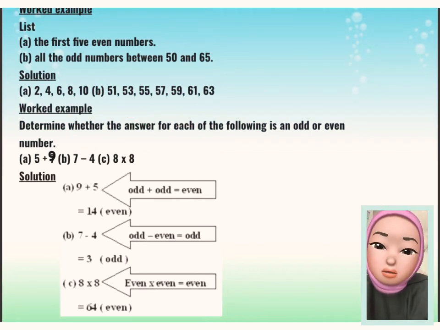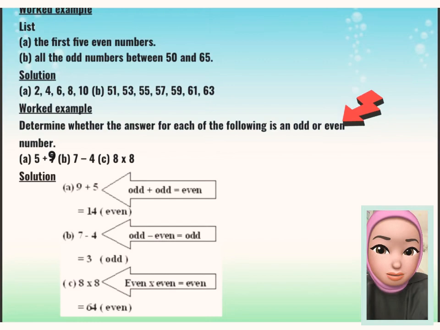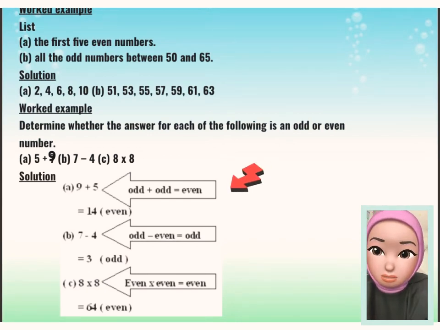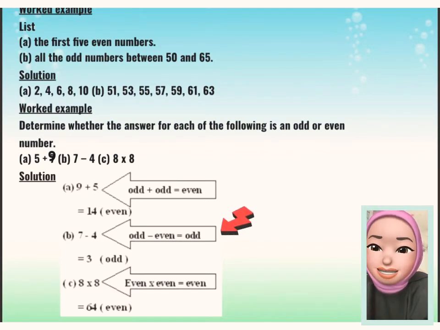Let us look at the next example. Determine whether the answer for each of the following is an odd or even number. Look at A. 9 plus 5. Odd number plus odd number. So it becomes an even number. The answer is 14.